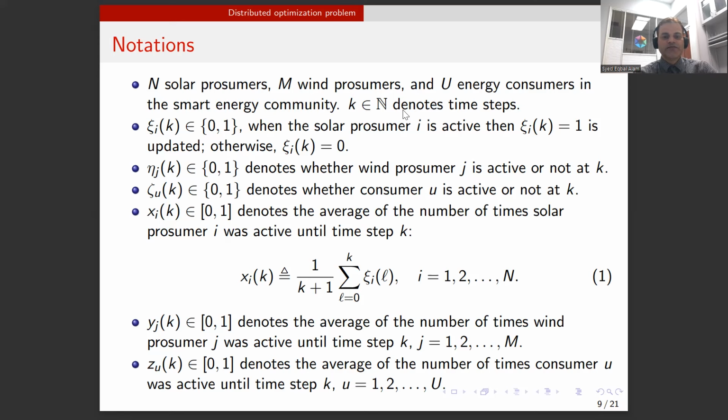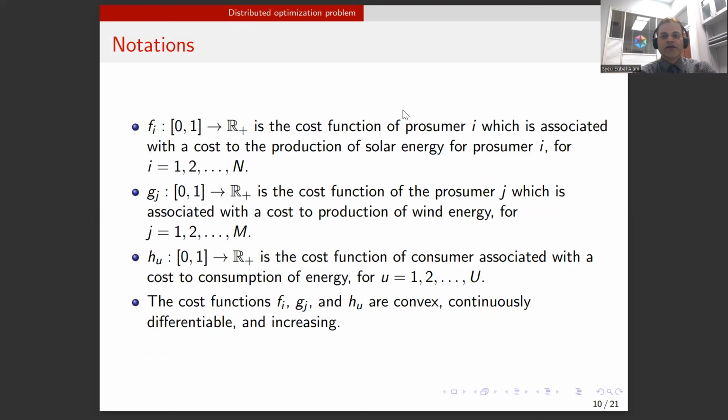Similarly, Y_j^k, which is in [0, 1], denotes the average number of times wind prosumer j was active until time step k, where j is the index for the wind prosumers, j equal to 1 to m. Z_u^k is in [0, 1] and denotes the average number of times consumer u was active until time step k, where u is 1 to U.